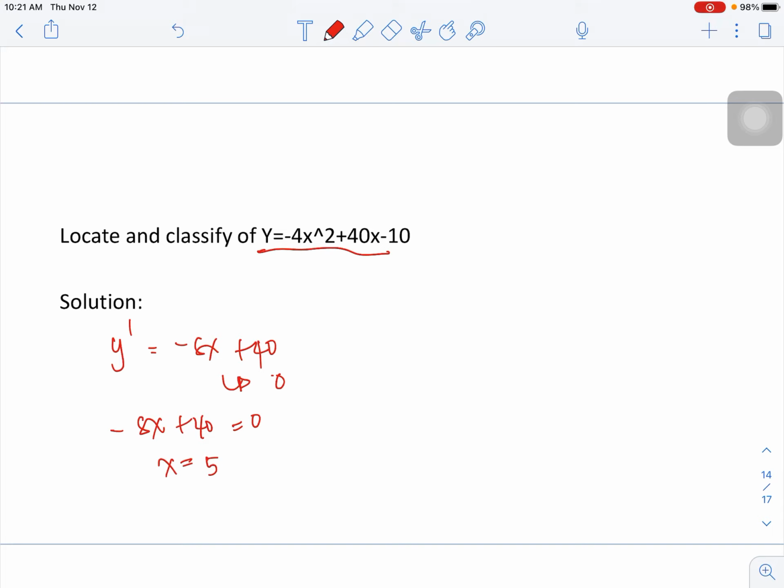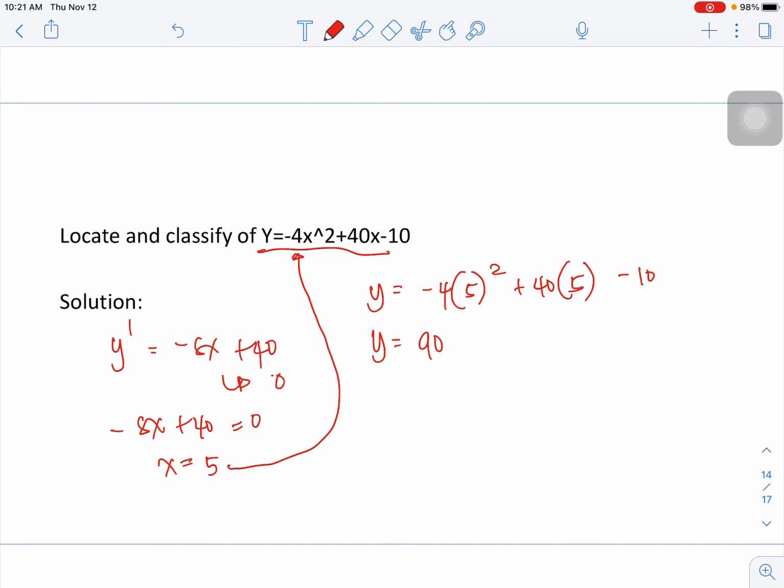Let us substitute x equals 5 in this equation. We have y is equal to negative 4 times 5 squared plus 40 times 5 minus 10. So y is equal to 90. Our critical point is (5, 90).